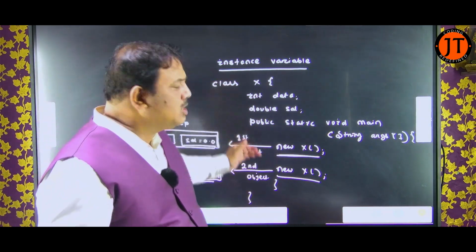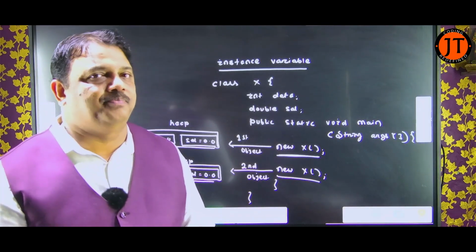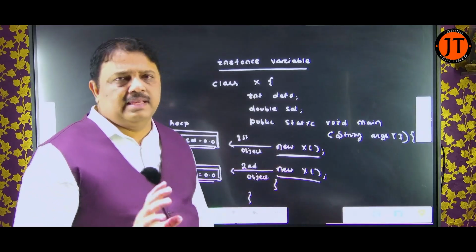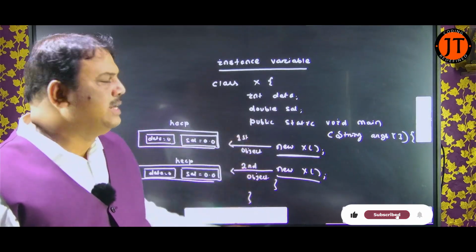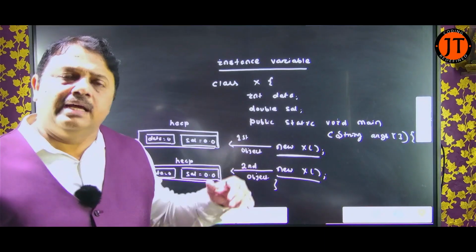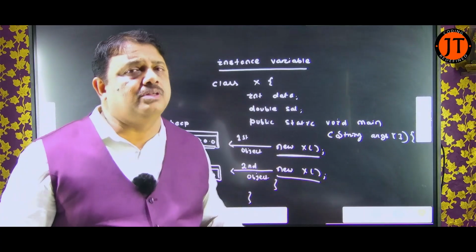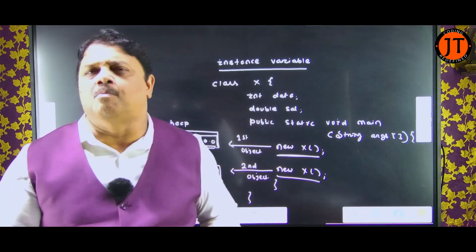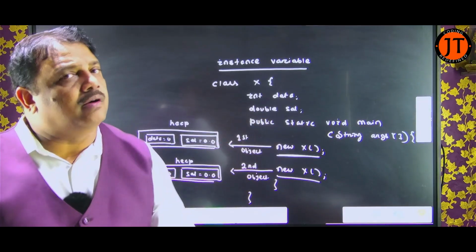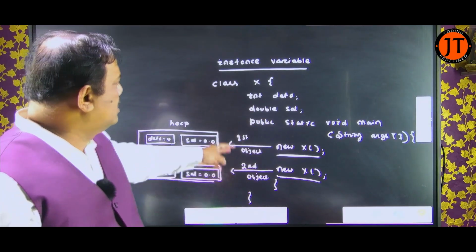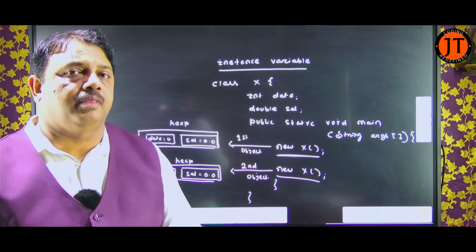When we construct the object, the size of the object depends on which variable? Instance variables. Take an example: X is a class having two instance variables. One is data, another one is sal. Data is of int type, sal is of double type. So you know that when I construct the object of the X class, it must occupy 12 bytes of memory. In simple words, the size of the object depends on the instance variables available in the class.